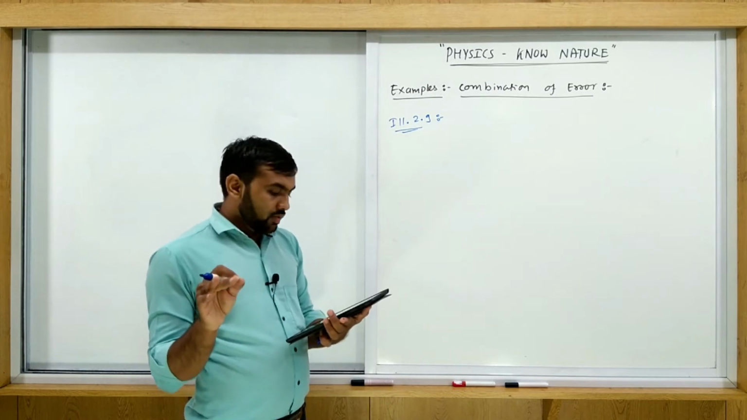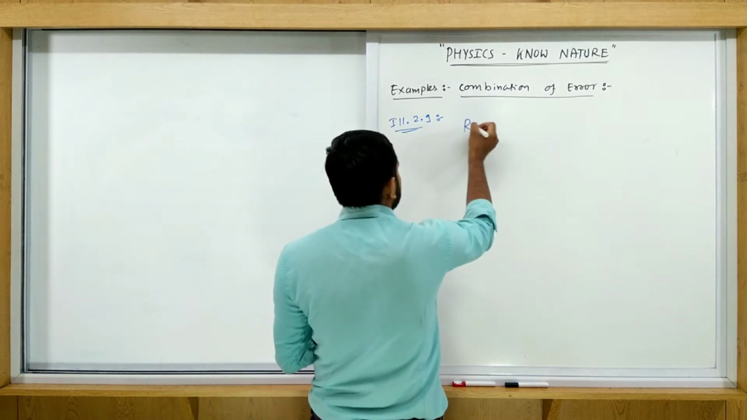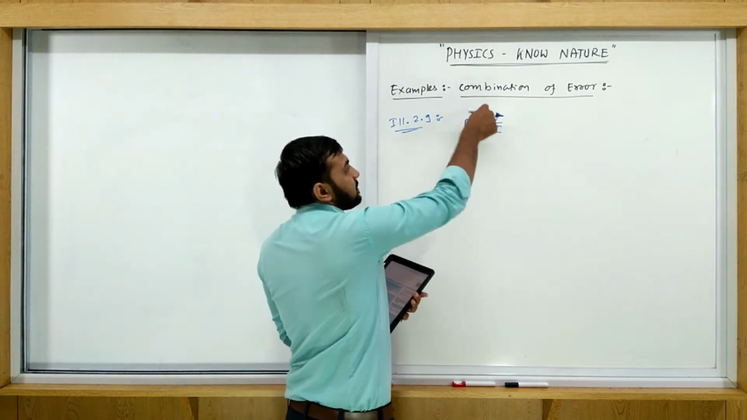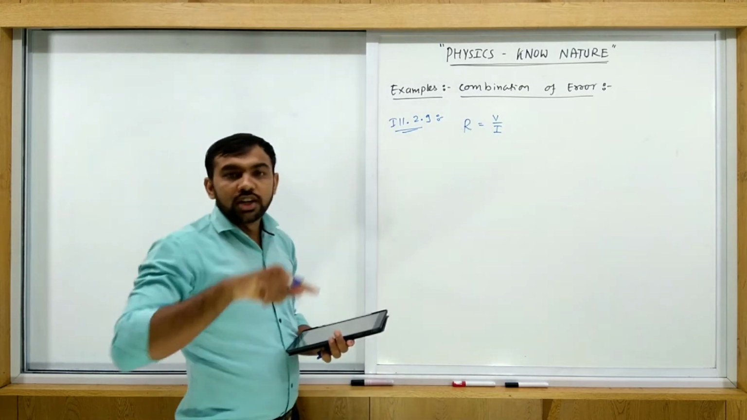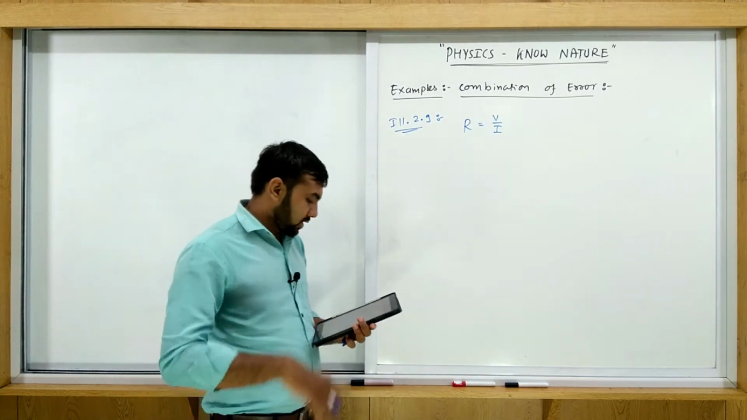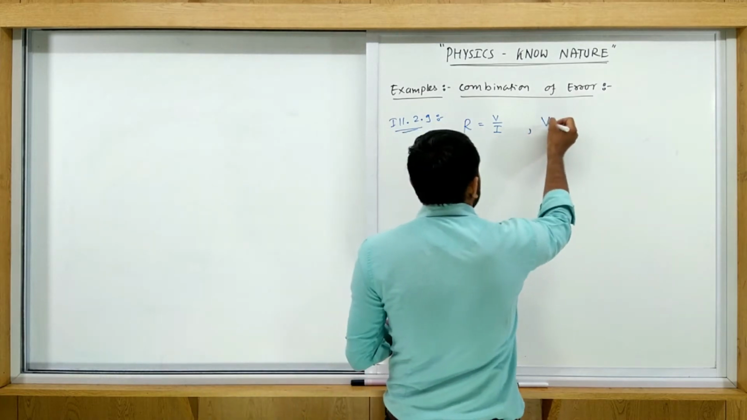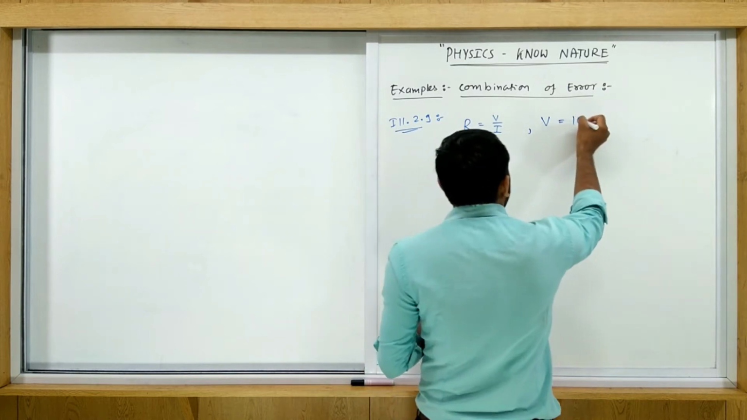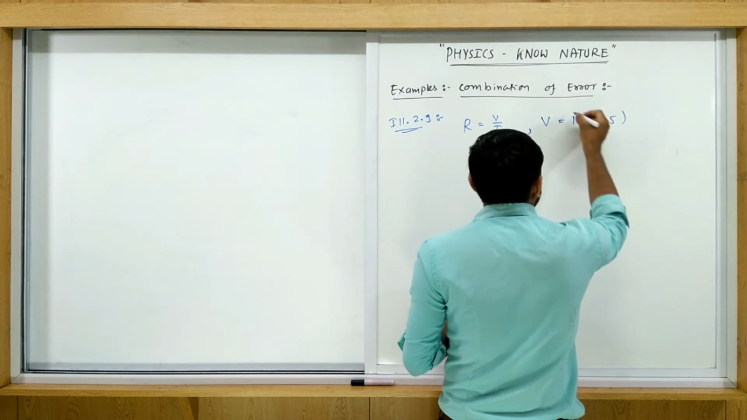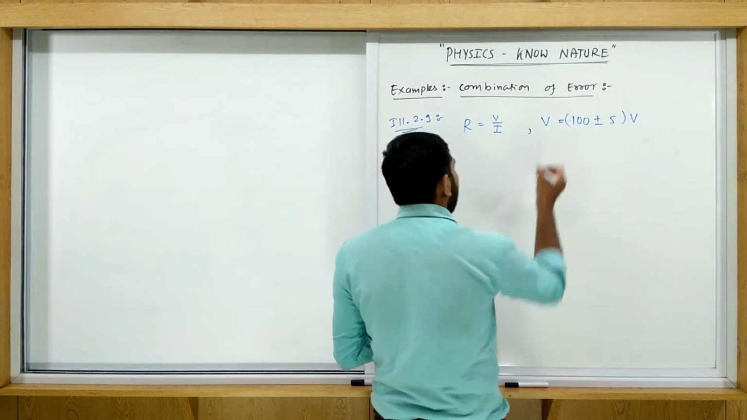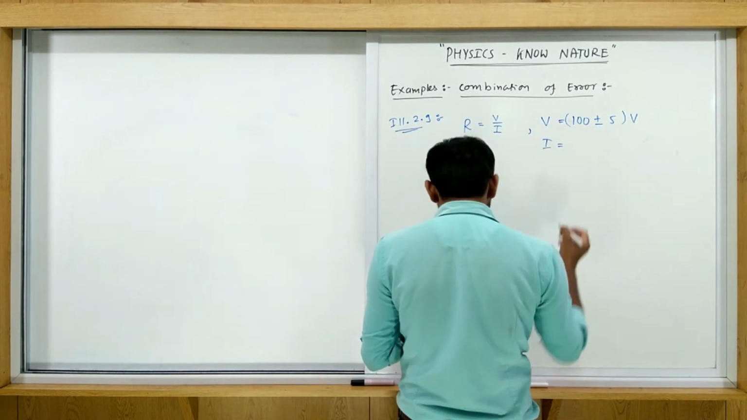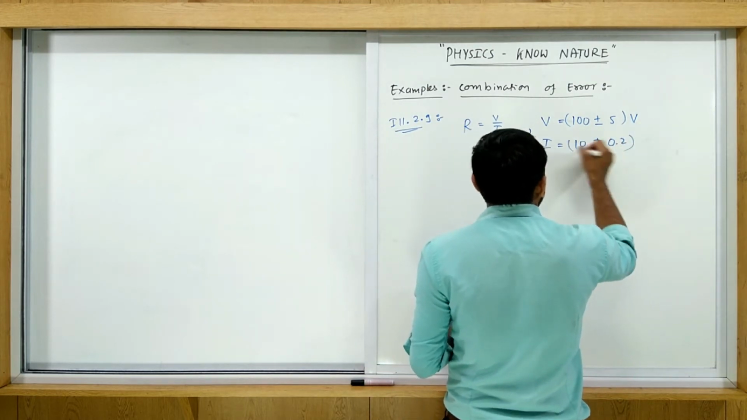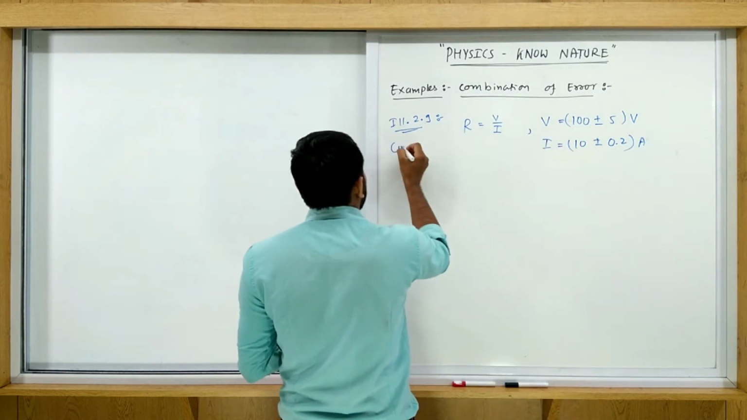The resistance R is equal to V upon I. This is the case of division, error in division, okay, as we discussed, where V is equal to 100 plus or minus 5 volt and I is equal to 10 plus or minus 0.2 ampere. So these are the given data.